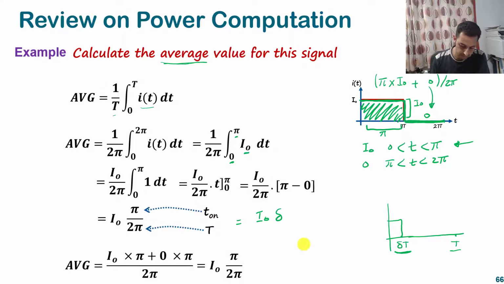And here is the other solution for this. I naught pi is the area of the rectangle, 0 is the area of the 0 period there, over 2 pi, and I will get the same answer, which equals I naught delta.